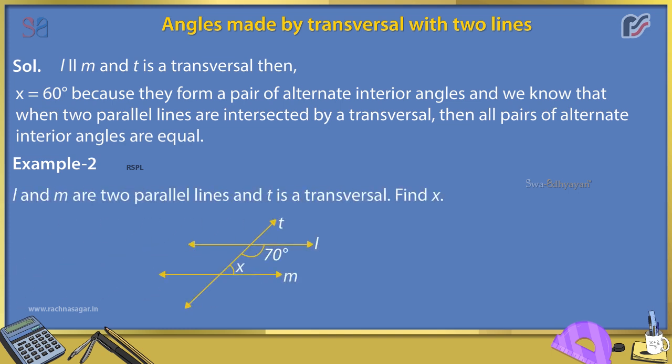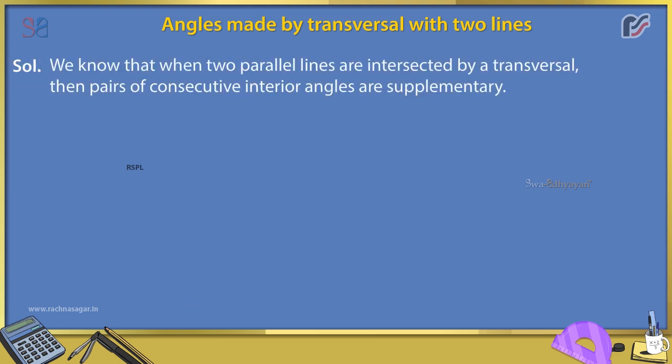Example 2. L and M are two parallel lines and T is a transversal. Find x. Solution. We know that when two parallel lines are intersected by a transversal, then pairs of consecutive interior angles are supplementary. So, x plus 70 degrees is equal to 180 degrees. x is equal to 180 degrees minus 70 degrees, which is equal to 110 degrees.